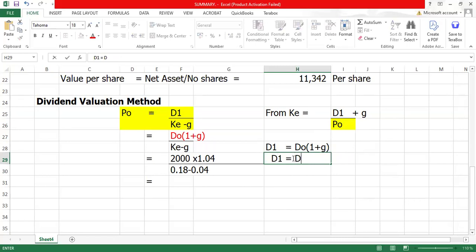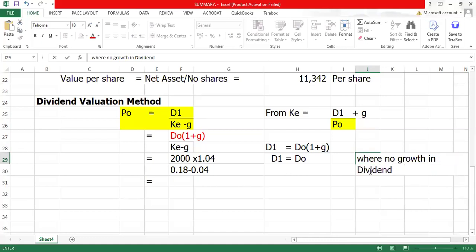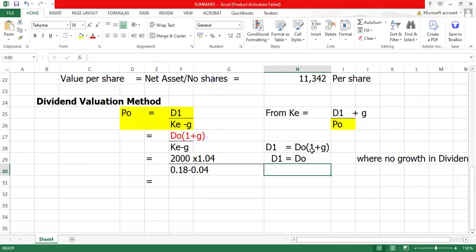D1 can as well be equal to D note in a scenario where there is no growth in a dividend, because here this G will be equal to 0. 1 plus 0, you get 1. 1 times D note, you get D note. So depending on the question you're handling, D1 can be equal to D note, but only in a scenario where there is no growth in a dividend.